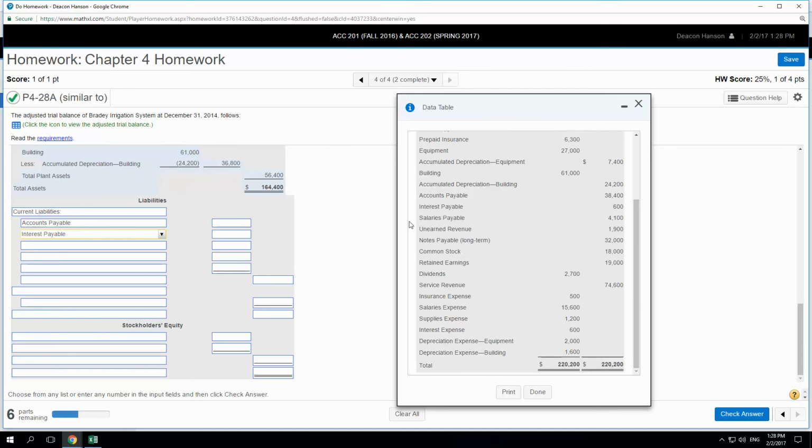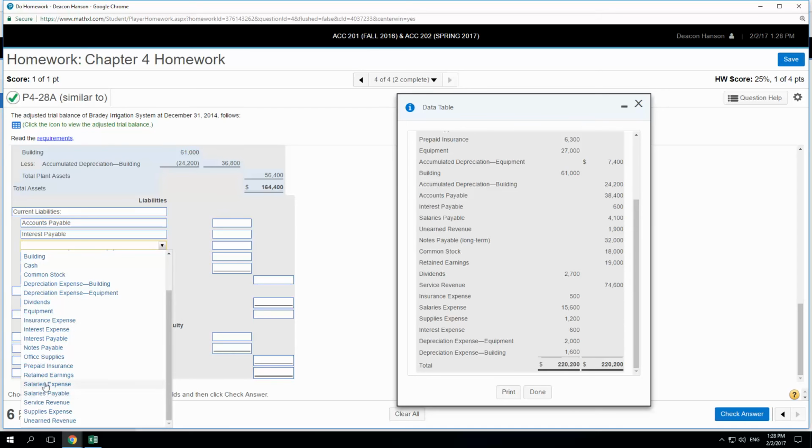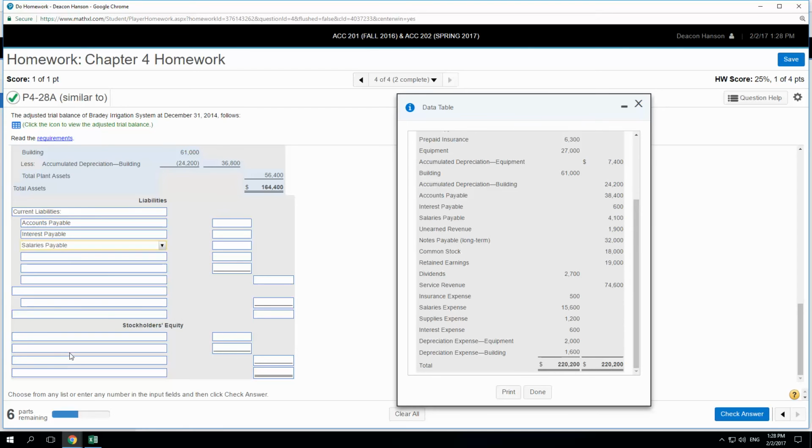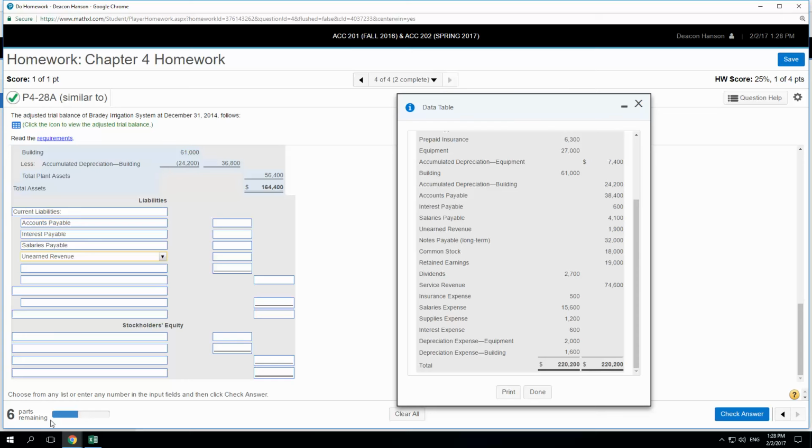But just so we're all sure, we have salaries payable. Watch out now, don't grab salaries expense by accident. Get salaries payable, because salaries expense is on the income statement. I have unearned revenue. Remember, unearned revenue is a liability, even though it doesn't have the word payable next to it. Okay, those are the current liabilities. Because notice, next to notes payable, it says long term. So a long-term note payable would be paid off over probably many years, longer than a year. So I'm only getting the stuff that's going to be paid off within a year.